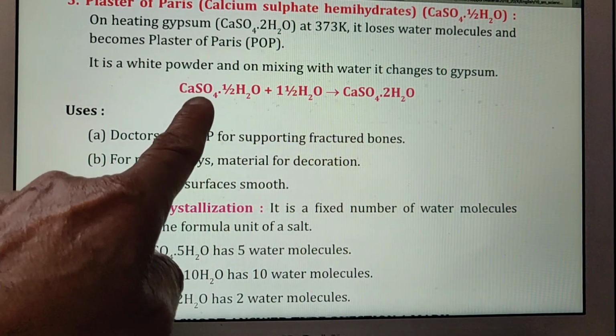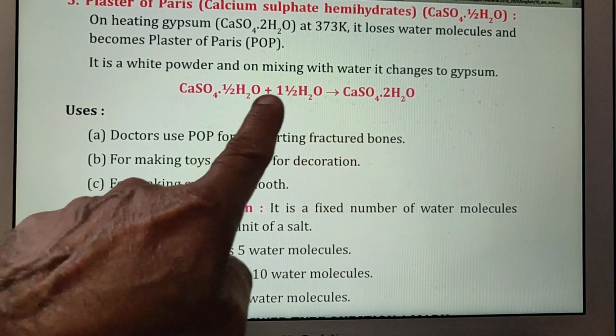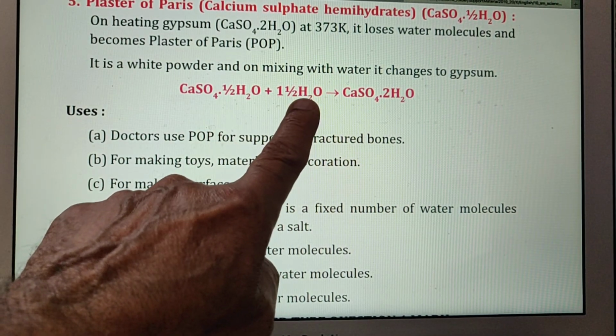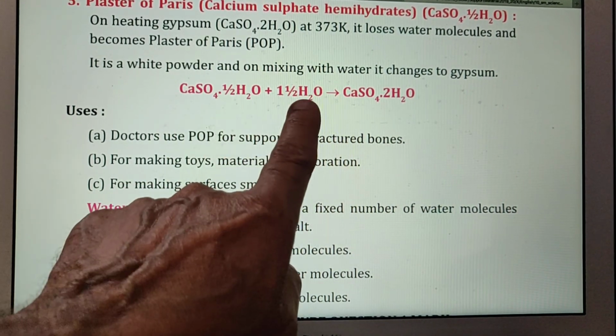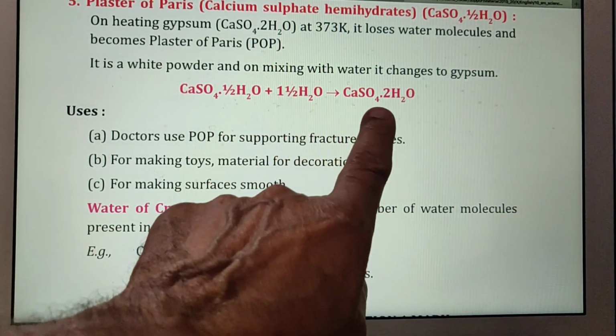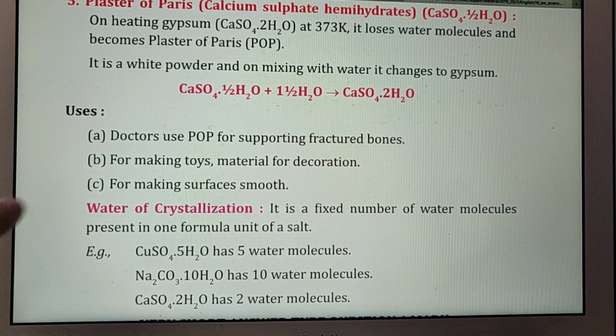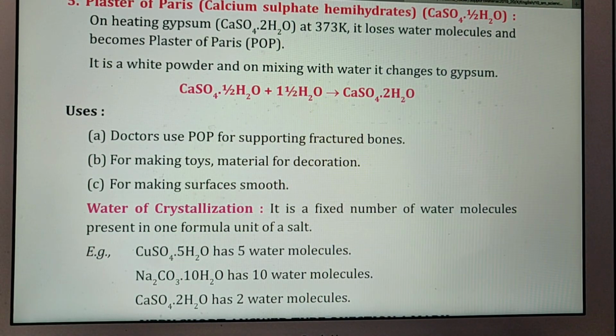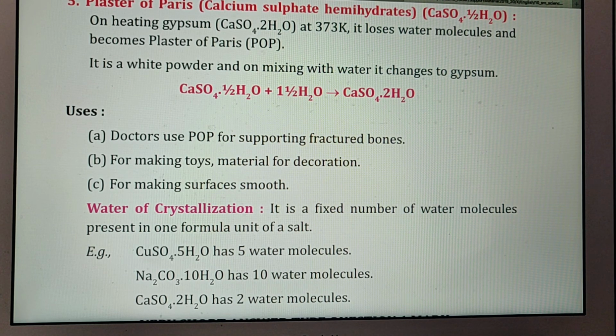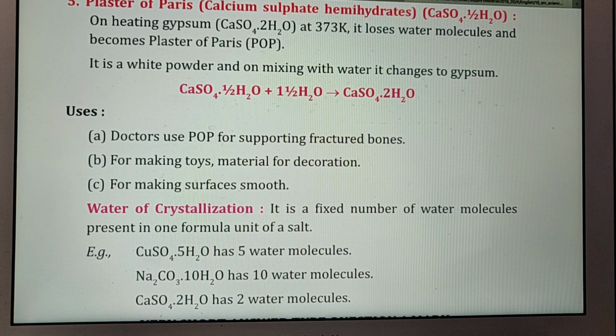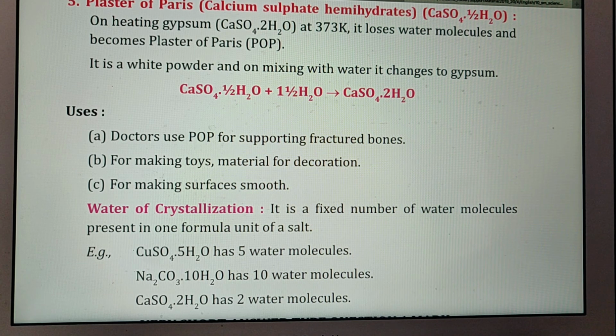This is your POP. It doesn't dissolve in water, but when water is mixed with it, it gives calcium sulfate 2H2O. Its uses are: doctors use POP for supporting fractured bones, for making toys, materials for decoration, and for making surfaces smooth.